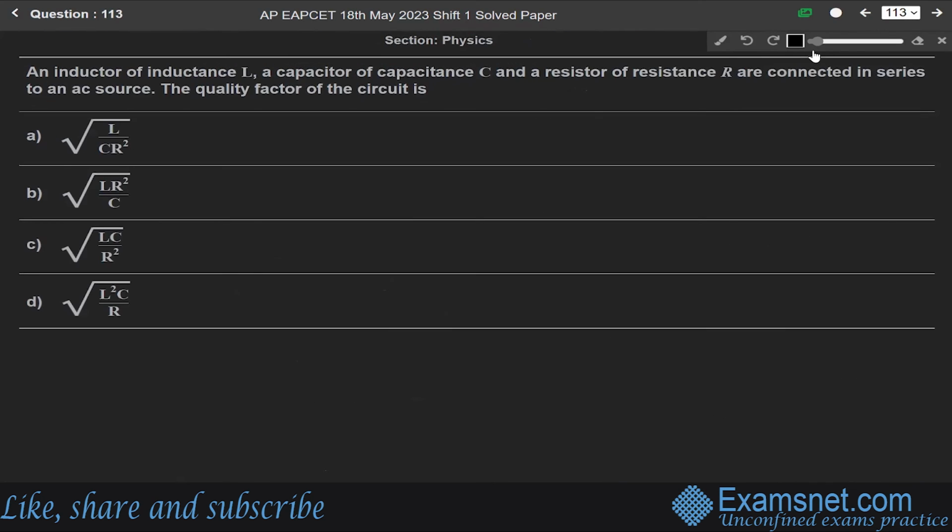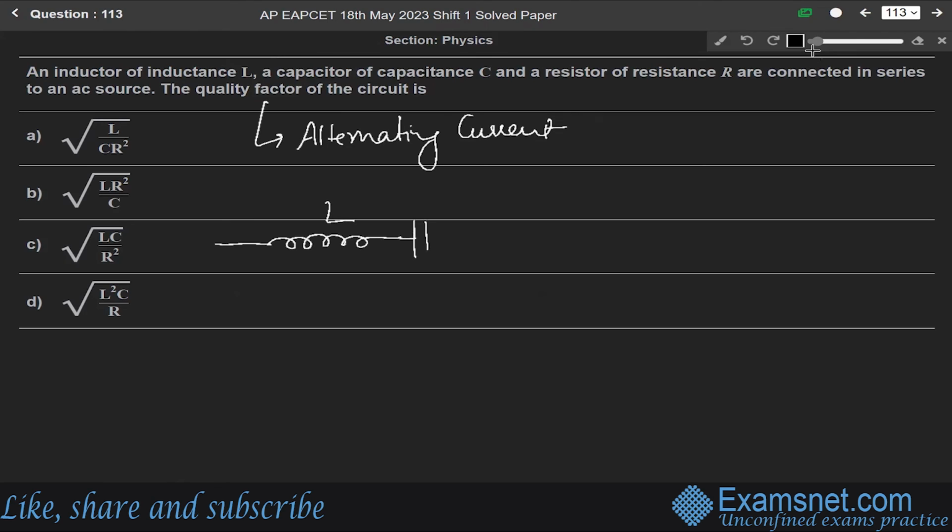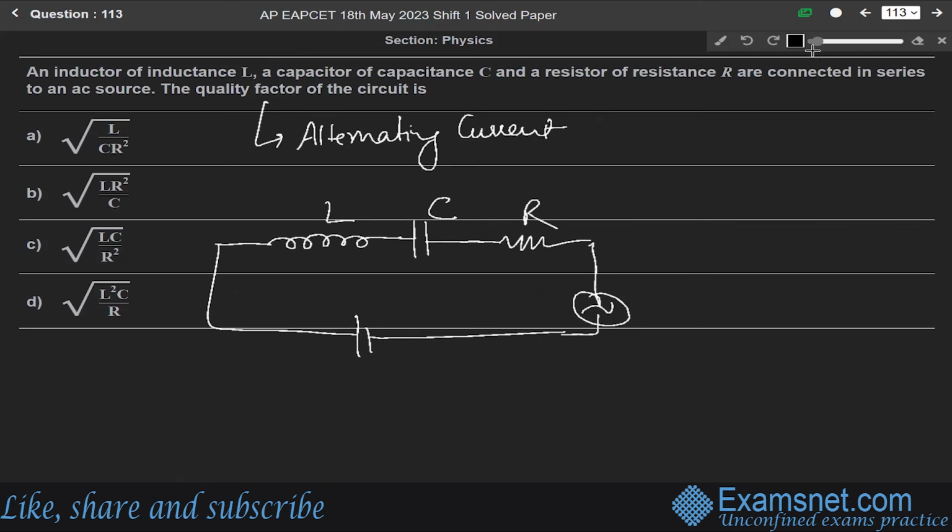Now next question 113. An inductor of inductance L, a capacitor of capacitance C and a resistor of resistance R are connected in series to an AC source. The quality factor of the circuit is? So this question is from the chapter of alternating current. So we are given an inductor of inductance L, a capacitor of capacitance C, a resistor of resistance R. These are connected to an AC source. Now we have to find the quality factor.